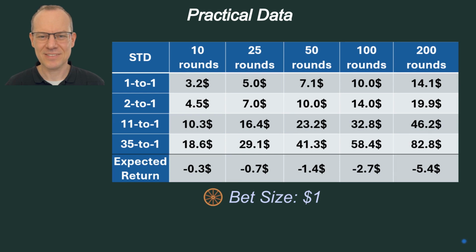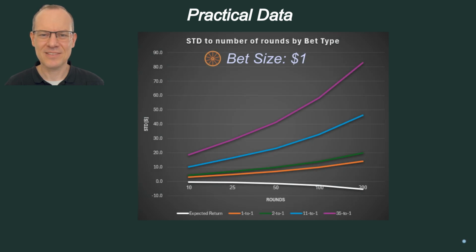We took our analysis even further. The table in front of you shows the results of fixing the bet size and simulating different bet types over varying numbers of rounds, calculating the standard deviation for each setting. The table reflects a bet size of $1. If your bet size is $10, simply multiply all the numbers by 10. You can see that as you play more rounds, the expected return decreases linearly, while the standard deviation rises, but not linearly. We've also visualized this data in a graph for easier interpretation.